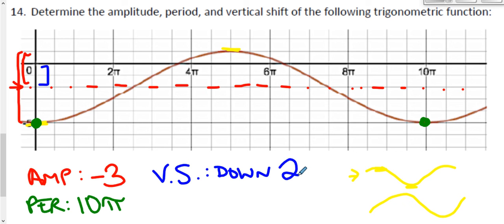All right. In the last video, we will take a look at graphing some of these functions based on their equations.